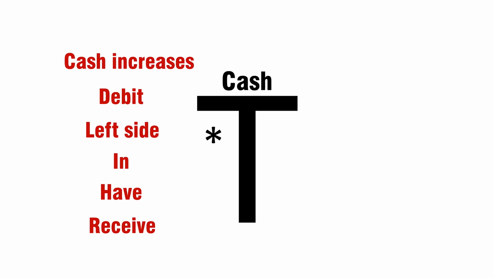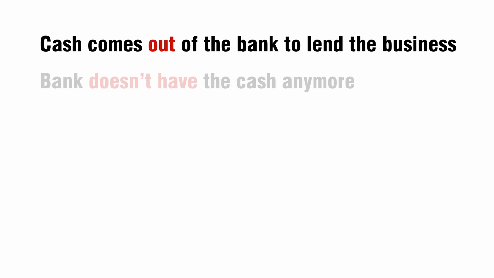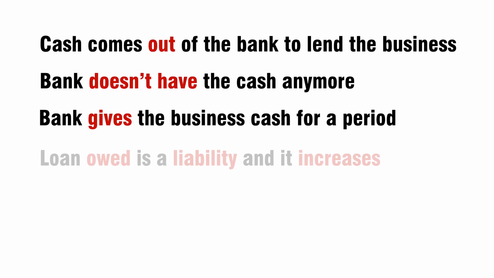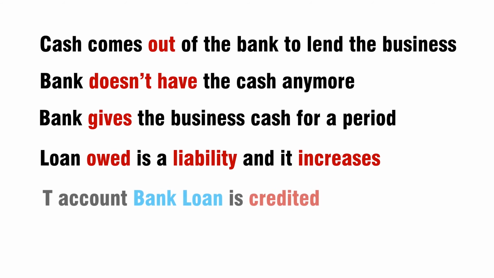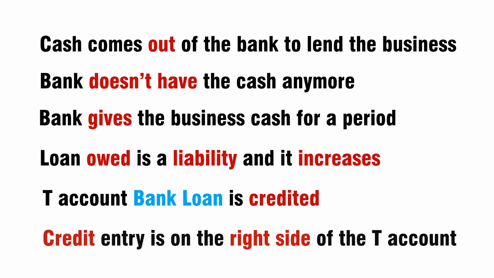Recording entry 2. Cash comes out of the bank to lend the business. Bank doesn't have the cash anymore. Bank gives the business cash for a period. Loan owed is a liability and it increases. T account bank loan is credited. Credit entry is on the right side of the T account.